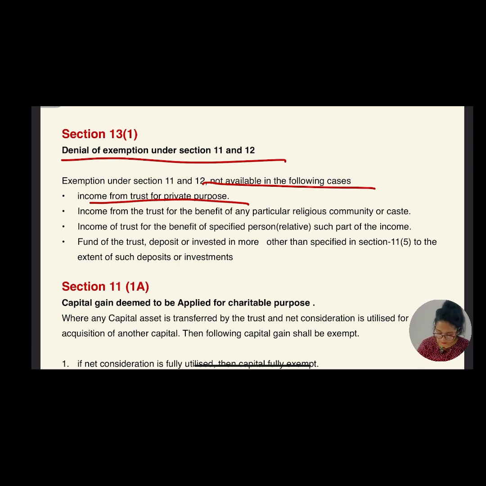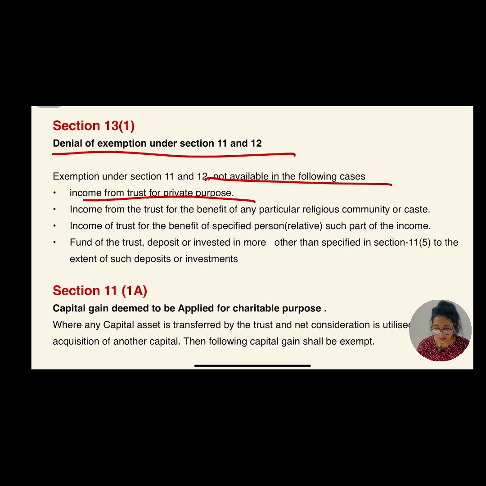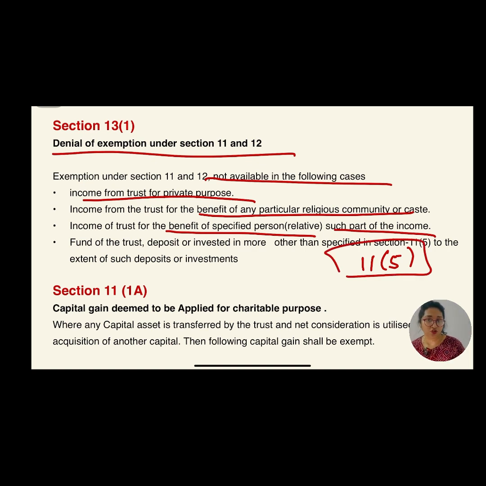Okay, so let's go for it now. Exemption under sections 11 and 12 is not available in the following cases. First, income from the trust for private purpose. Second, income from the trust for the benefit of any particular religion or community, what I said. Third, income of the trust for the benefit of a specified person or relative. And such part of income or funds of the trust that is not actually deposited or invested in the modes specified in section 11 subsection 5, okay. So these are the cases where the exemption would be denied, okay.